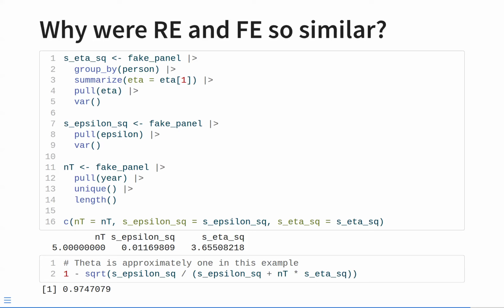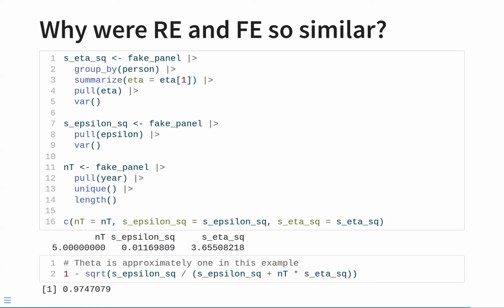Well, let's take a peek. Let's look at the numerator and denominator. They both have sigma epsilon squared in them, so that's going to be effectively a wash. Now let's look at nT times sigma eta squared. So what this says is when there is more variation in sigma eta squared, relatively speaking, when that is quite large relative to sigma epsilon squared, then that denominator is going to be larger. So the fraction is going to be smaller. So the square root is going to be even smaller, and then we're going to get a theta that's close to 1.